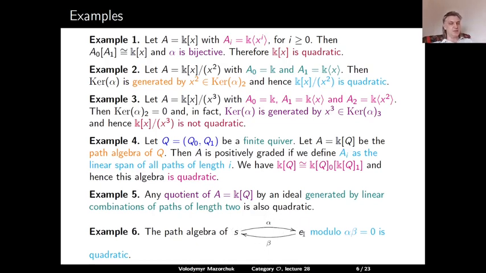An explicit example of a quadratic quiver algebra is the path algebra of the quiver with two vertices S and E, the arrow alpha from S to E, and the arrow beta from E to S, modulo the relation alpha beta is equal to 0. So this is a relation generated by a path of length 2. So this algebra is quadratic, and we have seen this algebra in relation to category O previously.